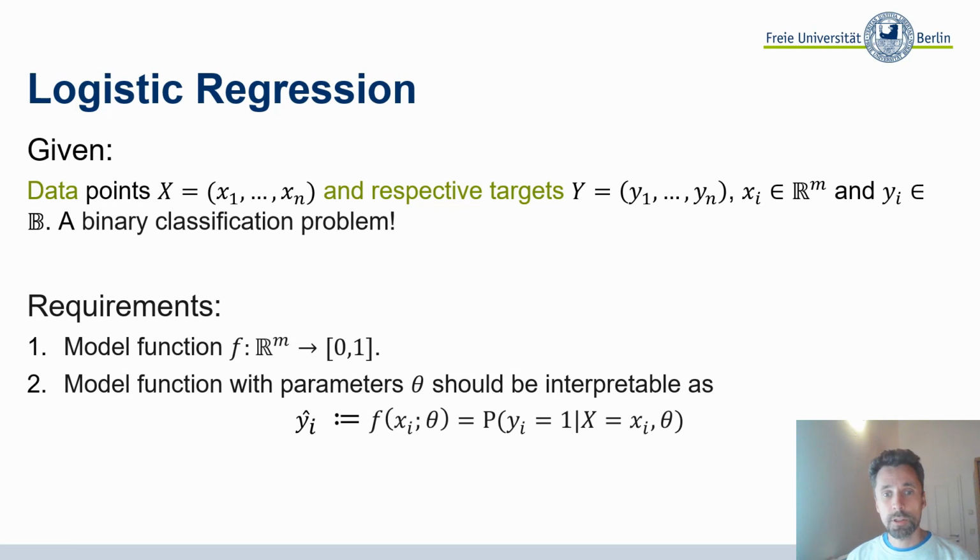So in logistic regression, we again are given our data set X with our n samples from m-dimensional vector space, but now we do have our labels given as binary values. So they're either 0 or 1. So we call this a binary classification problem. We have two classes between which our model should discriminate.